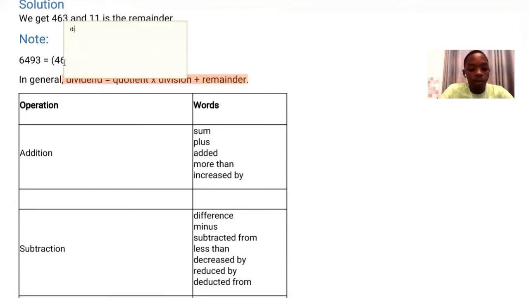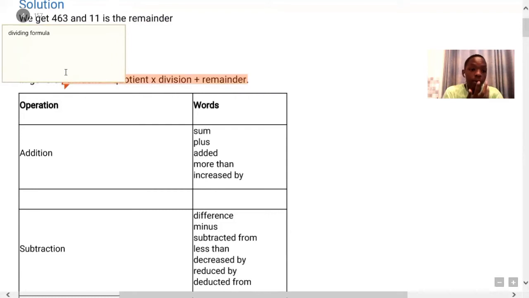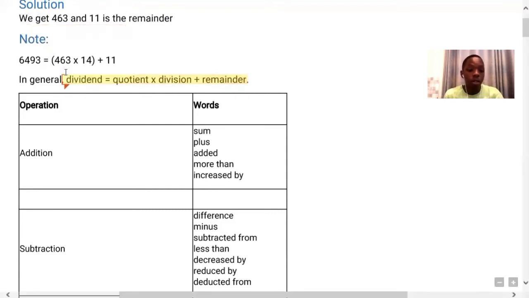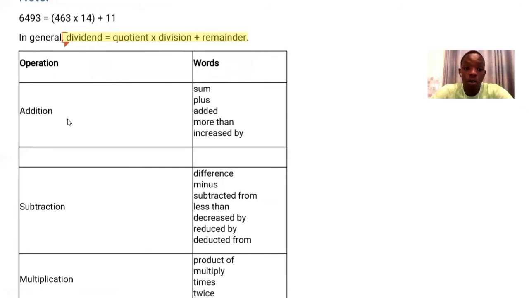So this is the dividing formula. Please put that down. That's the dividing formula. The dividing formula, please put it down. It's going to be important in the future. So we have operations in words. Addition will be sum, plus, added, more than, or increased by. These words are used when you're being given word questions.